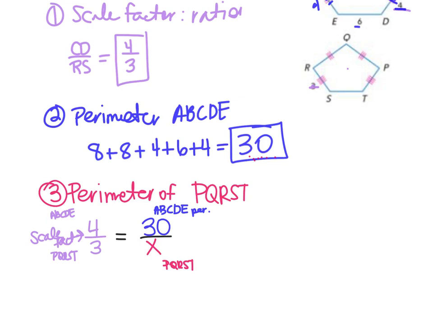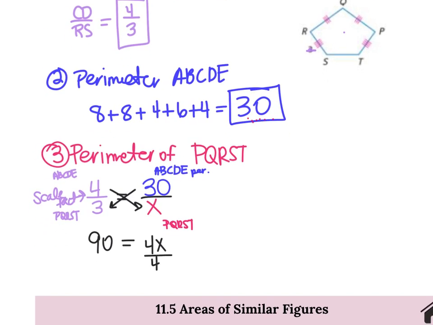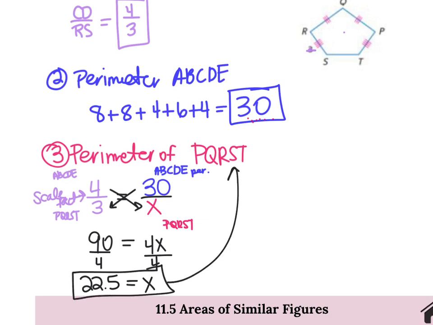In order to do that, we're going to cross multiply. So we get 4x equals 90, because 3 times 30 is 90. Then we just divide by 4, and we get x equals 22.5. So we know that our perimeter of PQRST is 22.5, which, if you were to plug that back into our proportion, 30 over 22.5 would be, in fact, equal to 4/3.